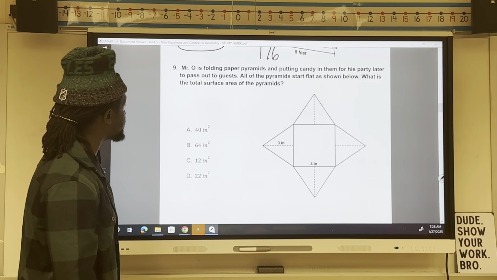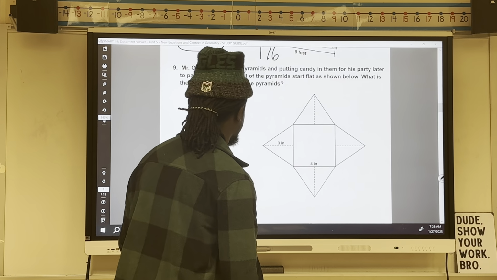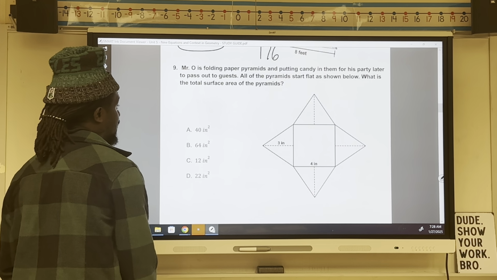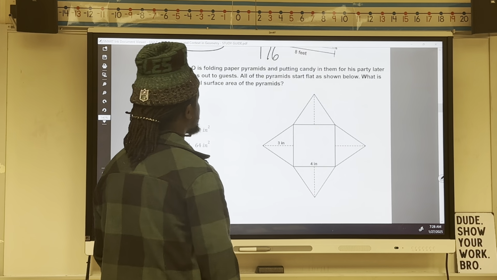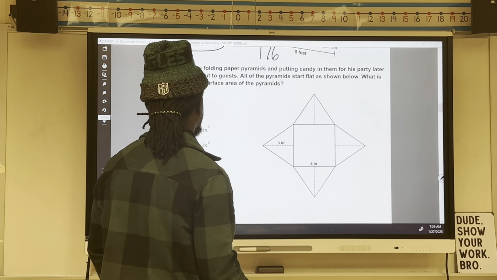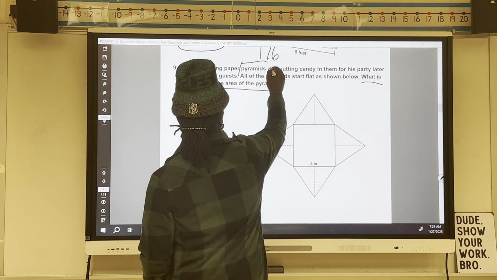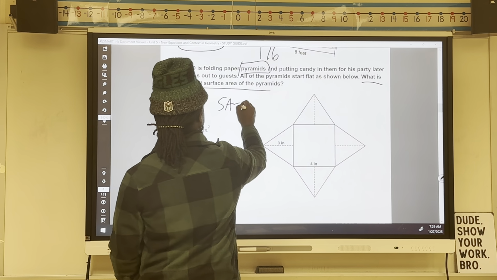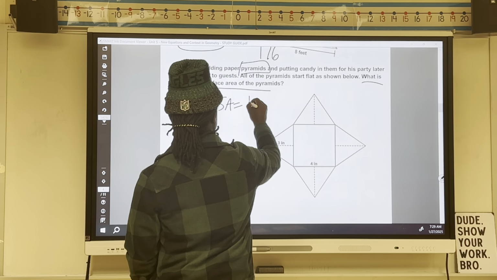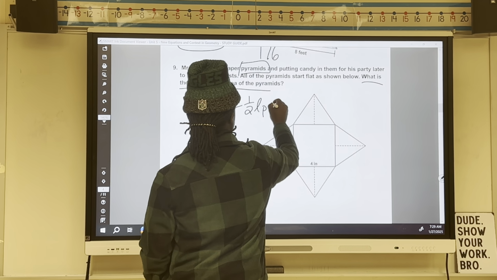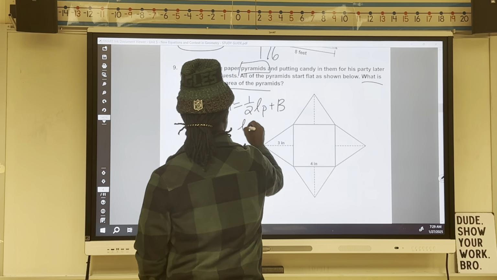Mr. O is folding paper pyramids and putting candy in them for his party later to pass out to all the guests. Shout out to Mr. O. All of the pyramids start flat as shown. Find the total surface area. Okay, so I got it. It's a pyramid. I'm looking for surface area. Same thing, start out with my formula, then I just have to figure out what each piece is.